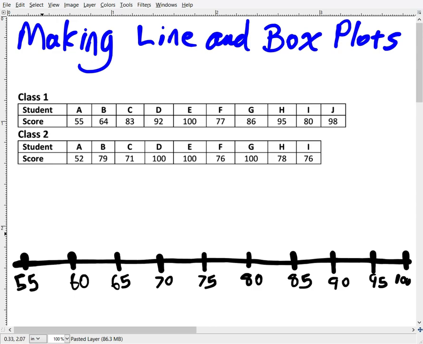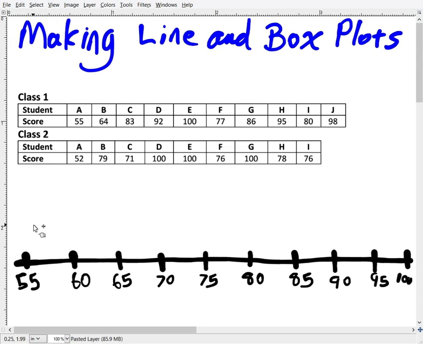So if the first number that we see is 55, I'm just going to come down here and pick my pen tool and put a dot right here at 55, and then say up here that I've already dealt with it. Then come over here to 64, and that's going to be a dot that's almost to 65, and 83 is going to be almost halfway between 85 and 80. 92 will be closer to 90 than it is to 95. Looking at 100, I'll have a dot that's right here. At 77, I'm going to have a dot that's just about halfway between 75 and 80.